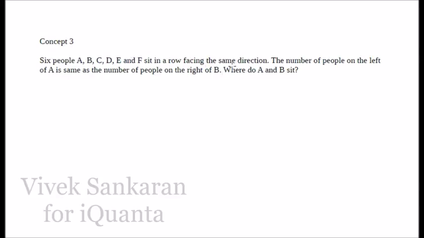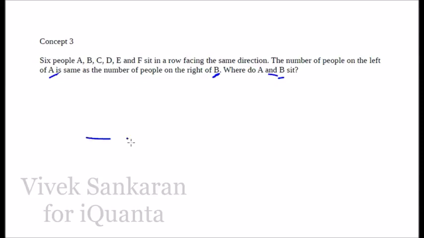Now, this is not a problem as such, but this is basically a specific wording in the problem which sometimes puts people off. It says 6 people A, B, C, D, E and F sit in a row facing the same direction. The number of people on the left of A is same as the number of people to the right of B. Where do A and B sit?